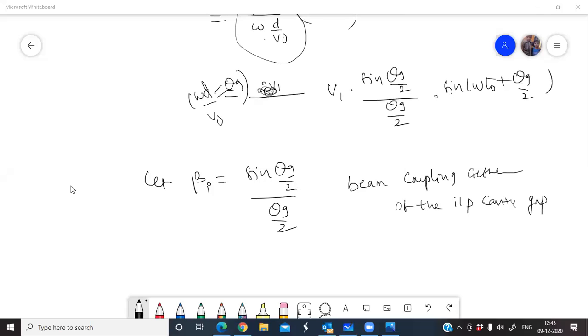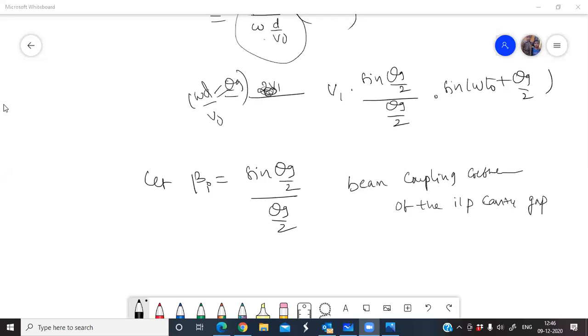Now here, for example, if you increase theta g, then what happens? If there is an increase in the gap transit angle theta g, then automatically the coupling between the electron beam and the buncher cavity decreases. That means whenever theta g increases, beta I decreases. So beta I is the coupling coefficient.